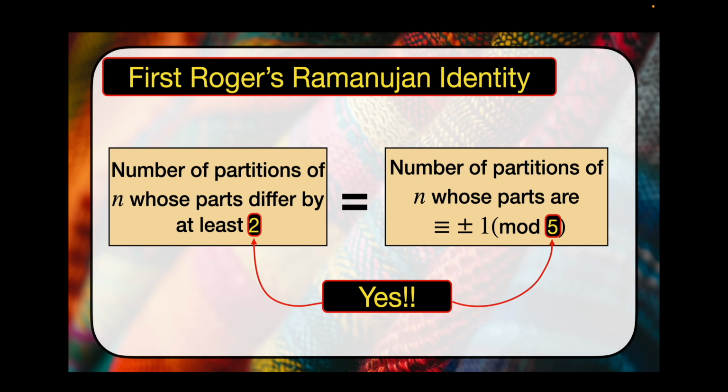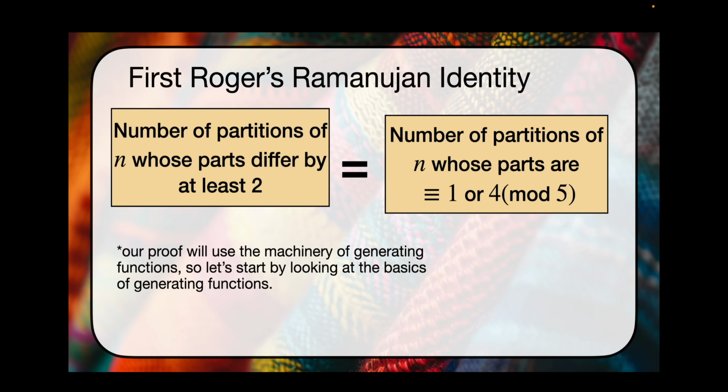So we could just read this off. The number of partitions of n whose parts, remember that really means adjacent parts, differ by at least 2, is equal to the number of partitions of n whose parts are congruent to plus or minus 1 mod 5. Notice that's equivalent to parts that are either 1 mod 5 or 4 mod 5. And now the proof that we'll present for this identity will use the machinery of generating functions.